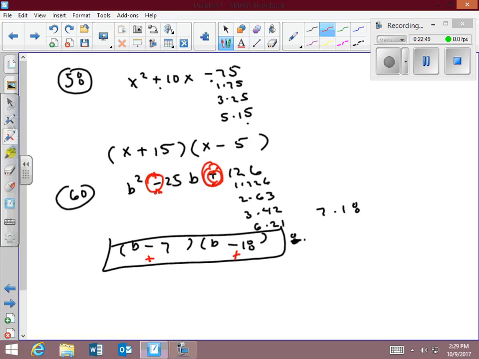That's why when you look at the constant term and it's positive, say same sign. And you say which sign? Middle term.